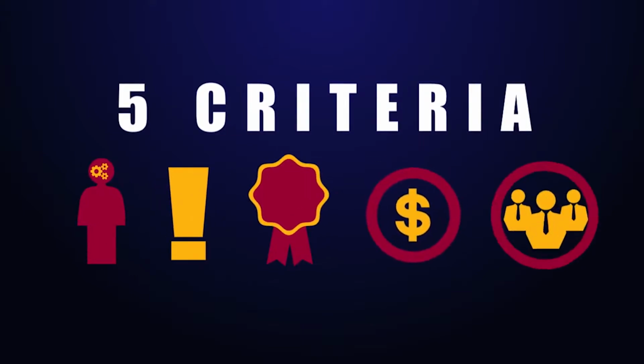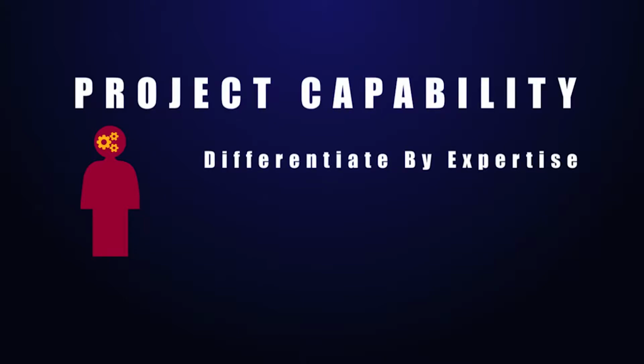And of course, this is where we evaluate all the vendors, their bid offerings, and select that one best value that gives the highest level of expertise with the lowest cost. Now, to do this, we will look for 5 major criteria. The first being project capability. Or in other words, we want the vendors to differentiate themselves in terms of their level of expertise.